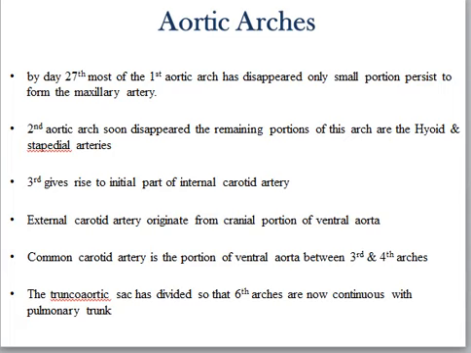The third aortic arch gives rise to the initial part of the internal carotid artery. The external carotid artery originates from the cranial portion of the ventral aorta. The common carotid artery is the portion of the ventral aorta between the third and fourth aortic arches. The truncoaortic sac has divided so that the sixth arch is now continuous with the pulmonary trunk.